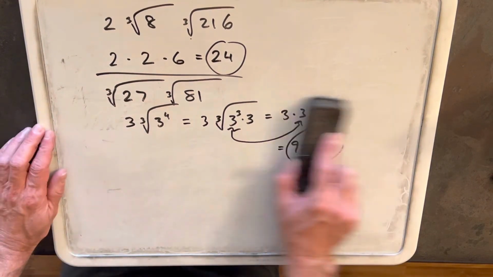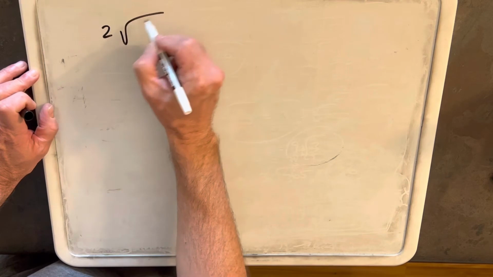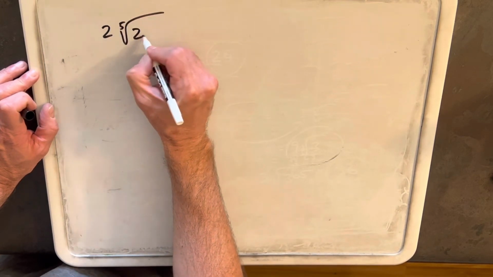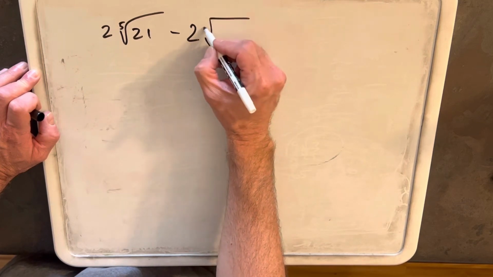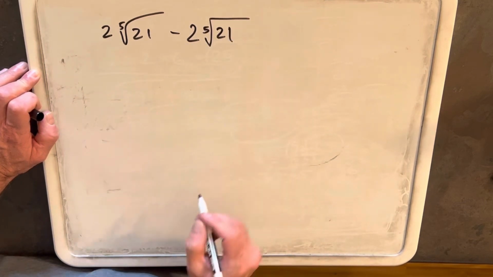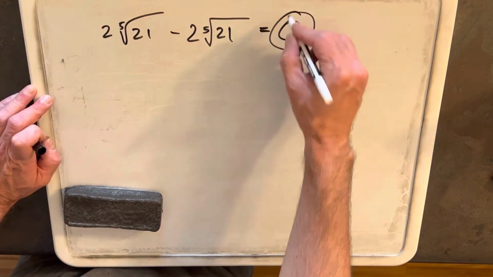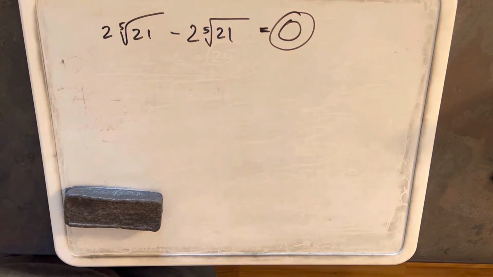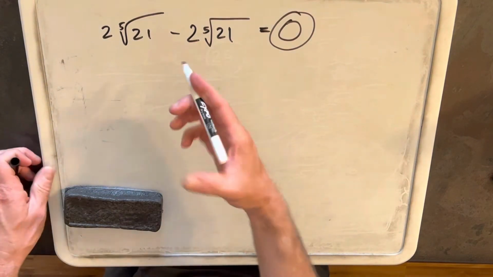Oh, this is a good one. We've got 2 times the 5th root of 21 minus 2 times the 5th root of 21. It's a good thing we don't have to calculate the 5th root of 21. We just know that these two things are the same, and so it must be 0.